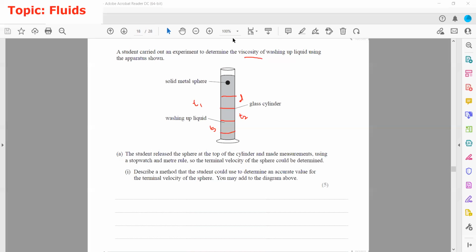So you will mention here, one mark is for just mentioning that markers are placed, then measure the distance by a meter rule or a meter scale, then record the time interval by using a stopwatch. And then the speed is distance divided by time, and we'll get the terminal speed.